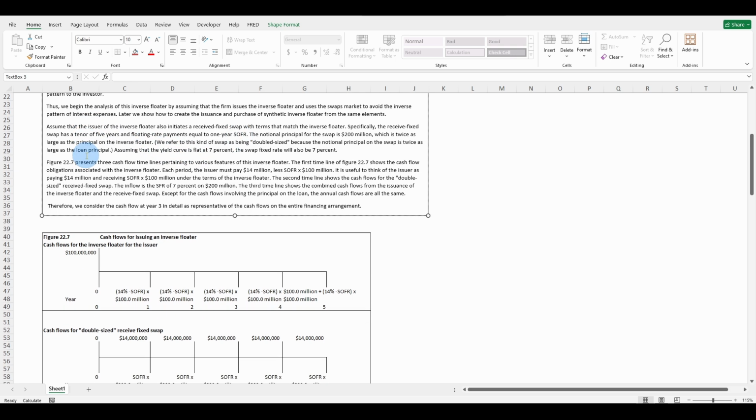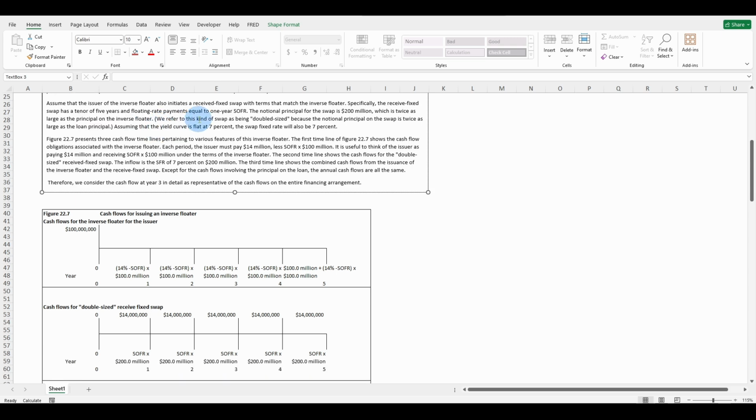Assume that the issuer of the inverse floater also initiates a receive-fixed swap with terms that match the inverse floater. Specifically, the receive-fixed swap has a term of 5 years and a floating rate payment equal to 1-year SOFR. The notional principal for the swap is $200 million, which is twice as large as the principal on the inverse floater. We refer to this kind of swap as being double-sided because the notional principal on the swap is twice as large as the principal on the floater. Assuming that the yield curve is flat at 7%, the swap fixed rate will also be 7%.